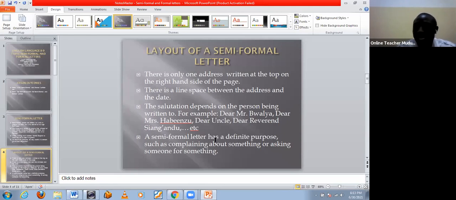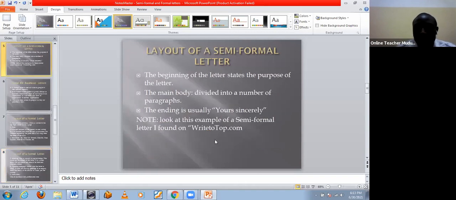Are you complaining about something? Are you requesting for something? Are you informing that person on something? What do you want? Why are you writing to this person? So the purpose must be clear in your opening paragraph. So like we've seen here, the opening states the purpose of the letter.